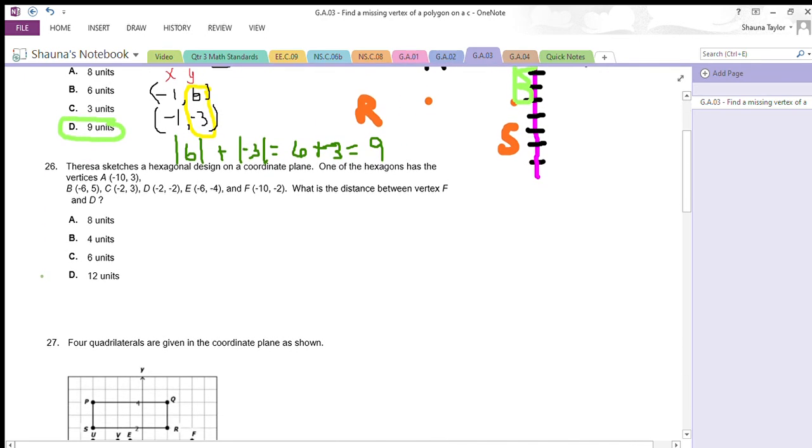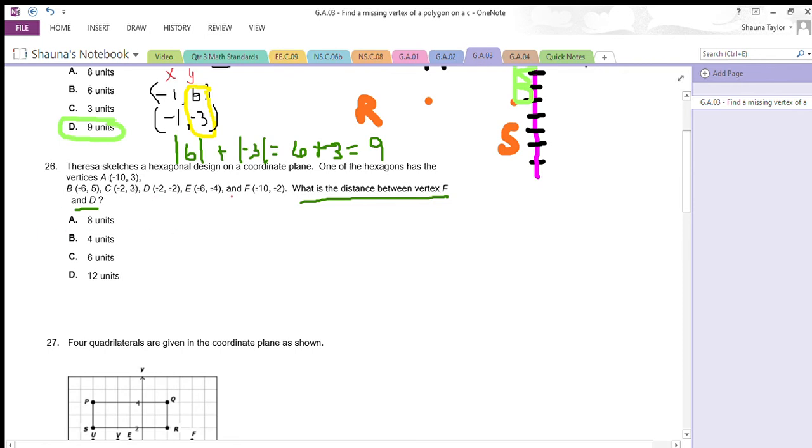Okay, let's continue on. Number 26 says, Teresa sketched a hexagonal design on a coordinate plane. One of the hexagons has vertices A, B, C, D, E, and F. And you can see those ordered pairs there. The question is, what is the distance between vertex F and D? So this time we're going to do it the second way that I showed you in the last problem. So all I want you to do, and let me go ahead and get red here, a little skinnier one, is find the letters F and D only.